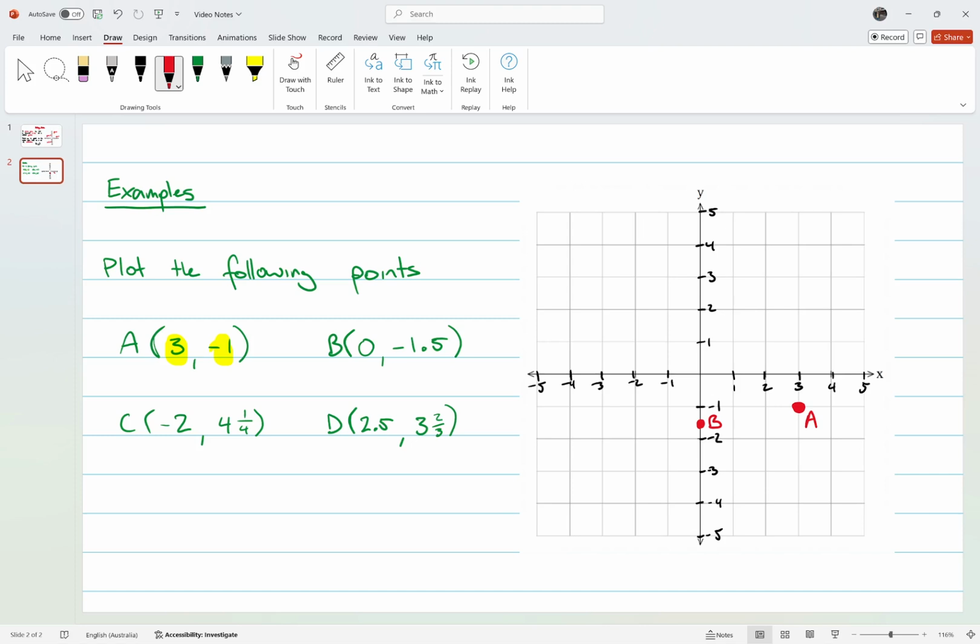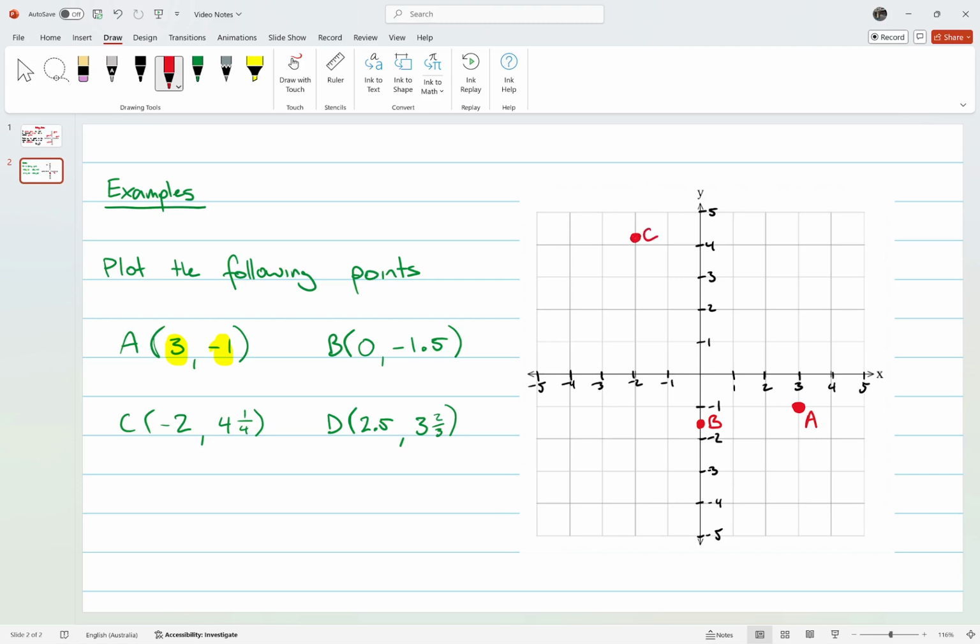Call that B. C is negative 2, so we're going back negative 2 and then up 4.25. So for 4.25, you would know the quarter is 0.25, so it'll be just a bit above a 4. So we plot that there and we can call that C.